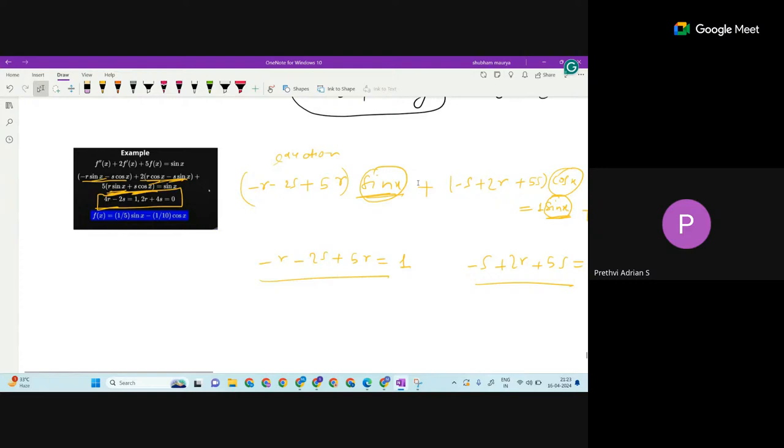So this is also giving an idea of the second derivative case, when we have the right side as this part.